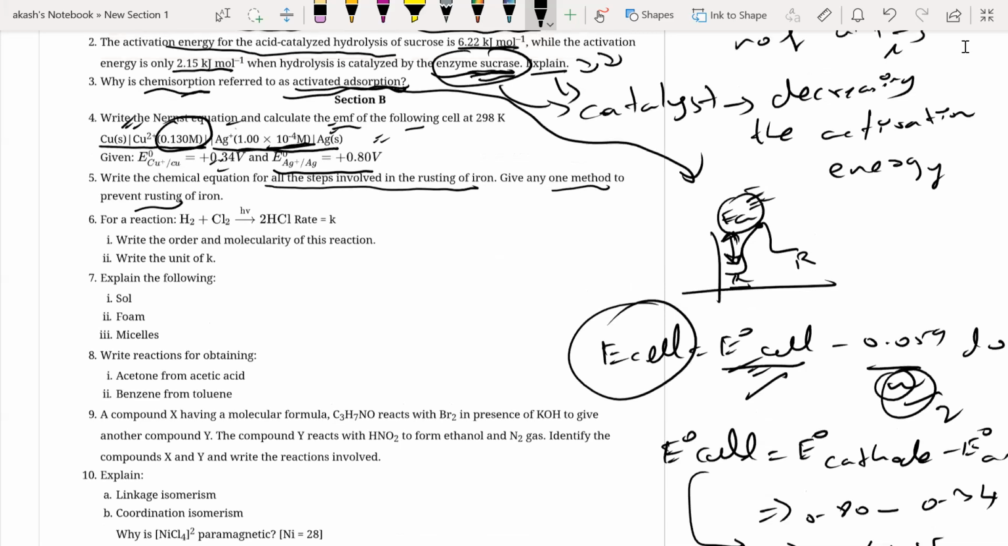Fine. So for the reaction H2 plus Cl2 giving 2HCl, the rate is equal to K. The rate is equal to K. Now, when I say rate is equal to K, what is the order of the reaction? Can you tell me? What is the order of the reaction?